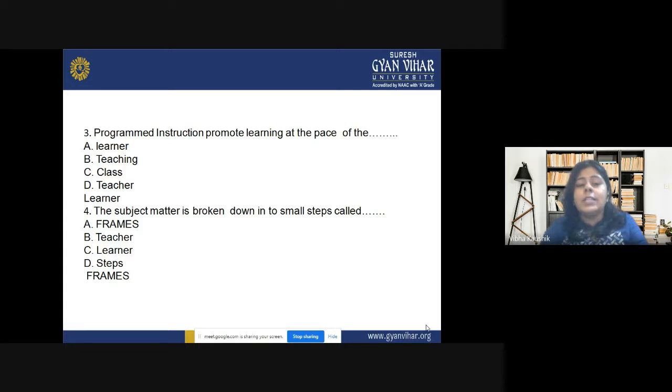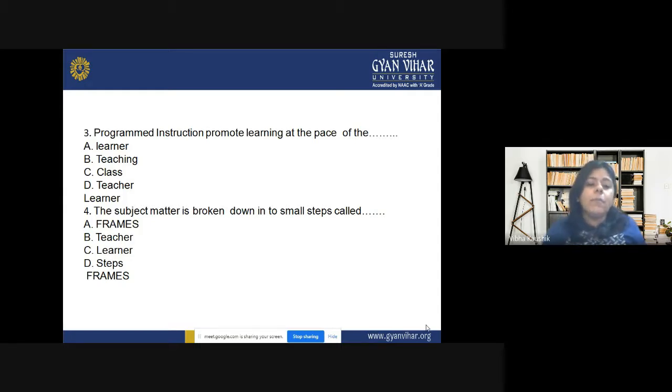So students, these are the options, and now you have to select the correct one on the basis of the given choices. What will be the correct answer? The correct answer will be option A, that is learner. So we can say that program instruction promotes learning, means encourages learning at the pace of the learner, means at what time and how much he wants to learn a particular concept.